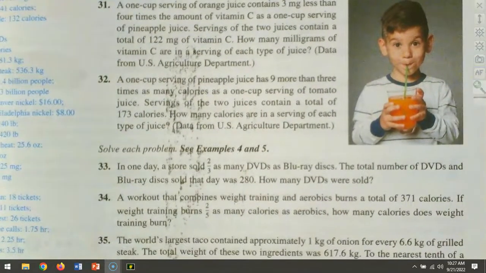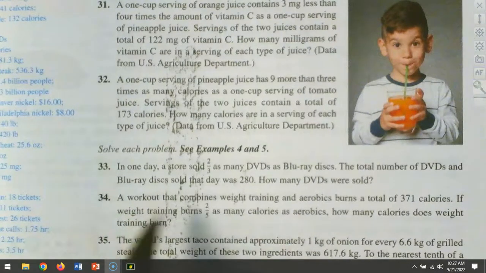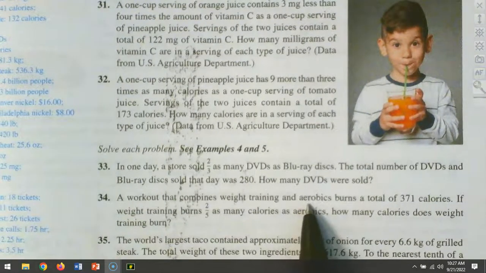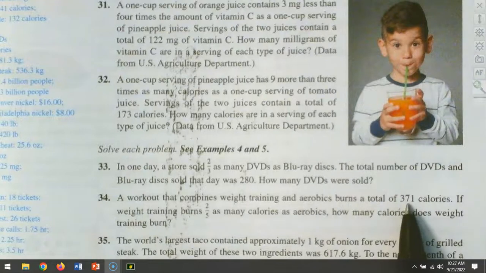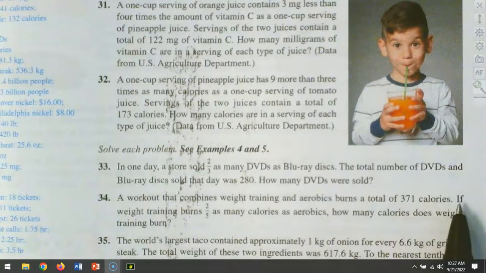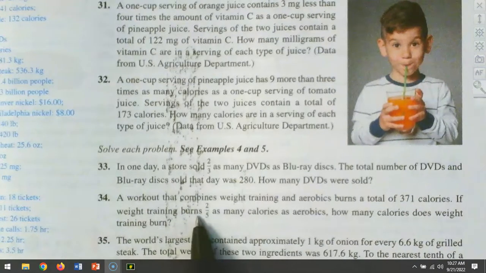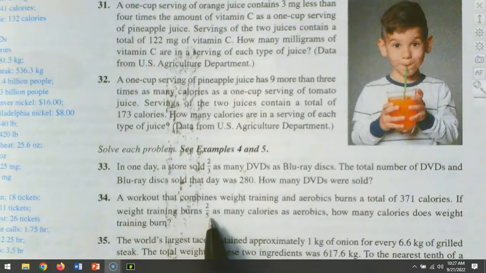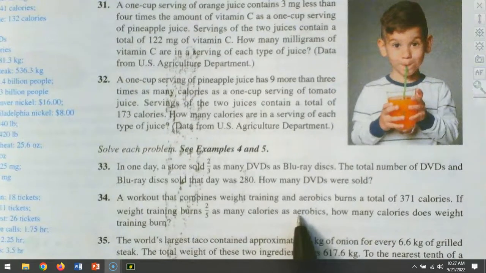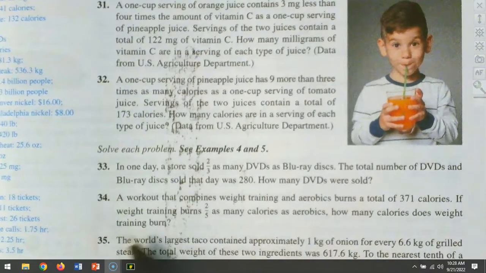A workout that combines weight training and aerobics burns a total of 371 calories. If weight training burns 2/5 as many calories as aerobics, how many calories does the weight training burn?